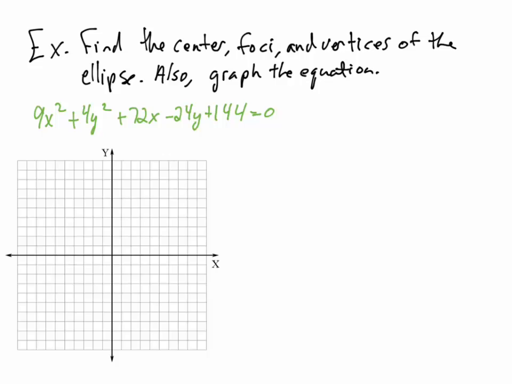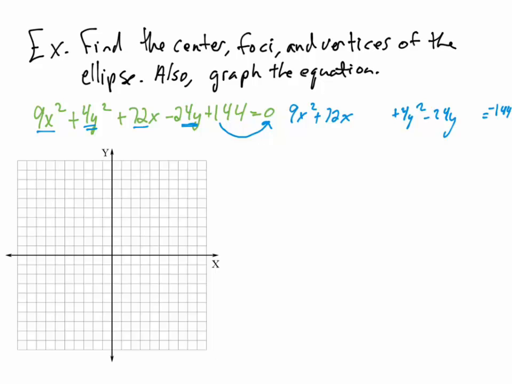Alright, next example says to find the center, foci, and vertices of the ellipse, and also graph the equation. Looking at this equation, it looks nothing like standard form. So what we need to do is complete the square, and I'll begin by grouping the x terms together. So 9x squared plus 72x. I'm going to leave a space, and then group the y terms together. So we have plus 4y squared minus 24y, leave a space. And then this 144 I'm going to bring to the right hand side, so that's minus 144.